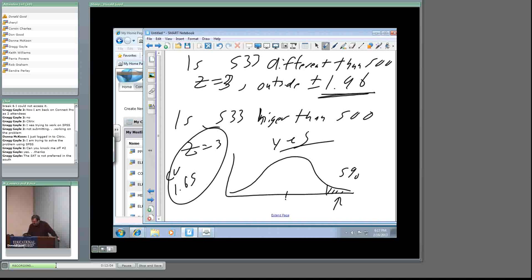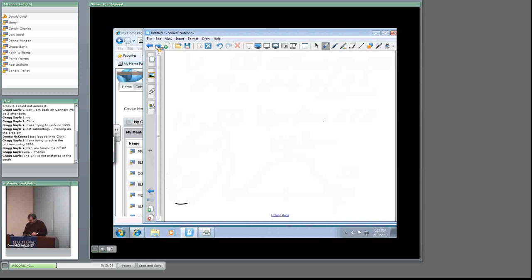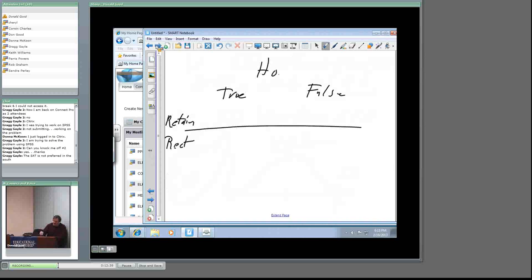If you look on page 236, I'm looking at the null hypothesis. The null hypothesis is either true or it's false. And I either retain, meaning I don't reject, or I reject. I've got four possibilities here.